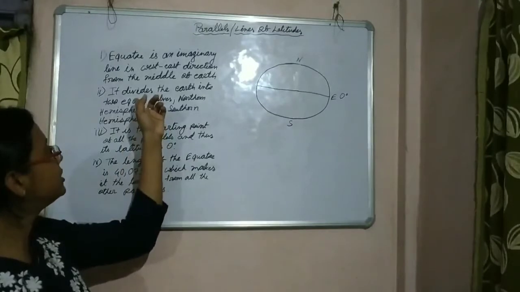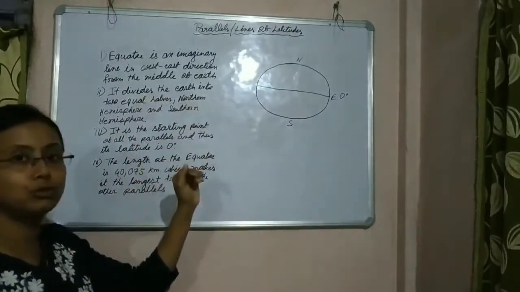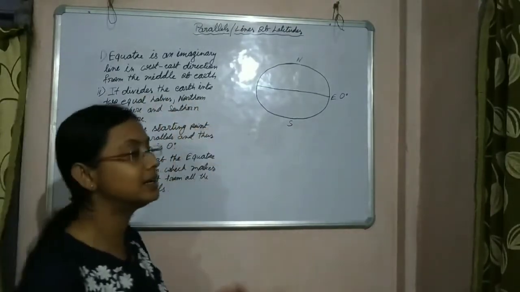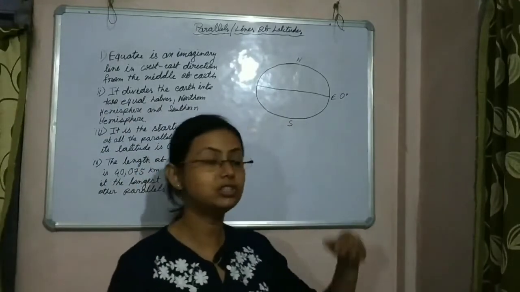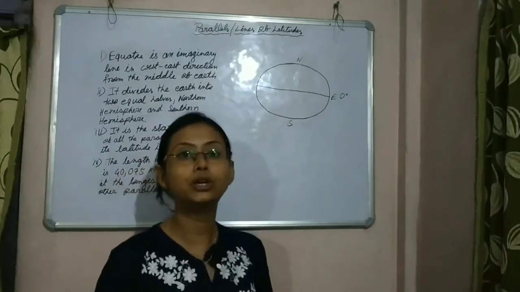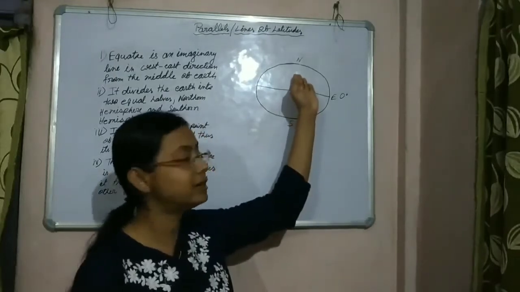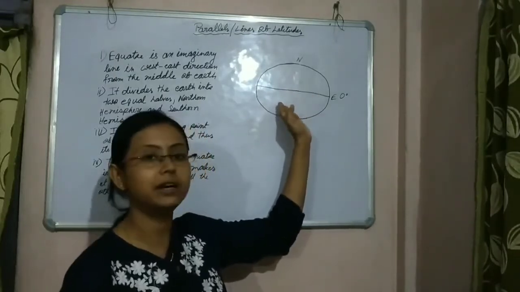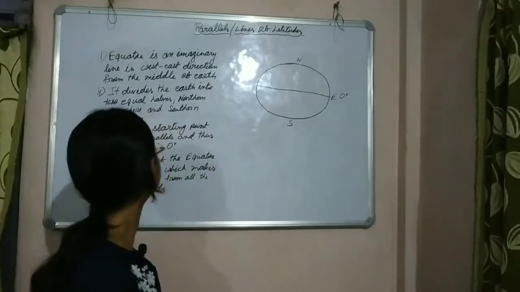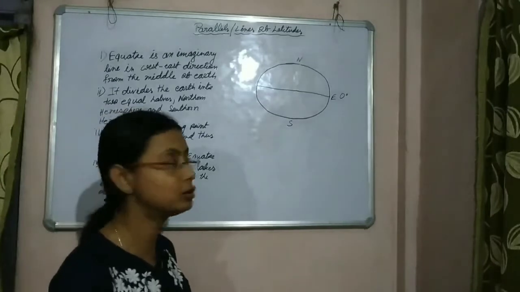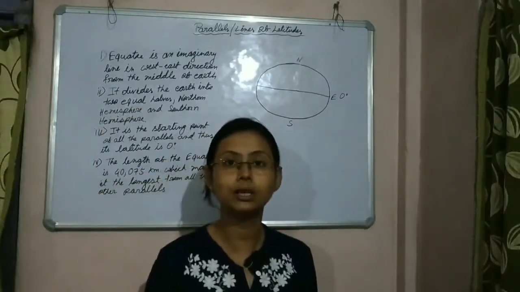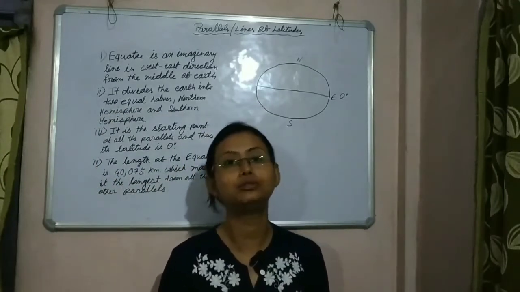Then the next important point we need to know is that the equator divides the earth into two equal halves. That is why it is called the equator, which divides our planet into two equal halves. This part is called the northern hemisphere, and this part is called the southern hemisphere. It is also the starting point of all the parallels, and that is why its latitude is 0 degrees.